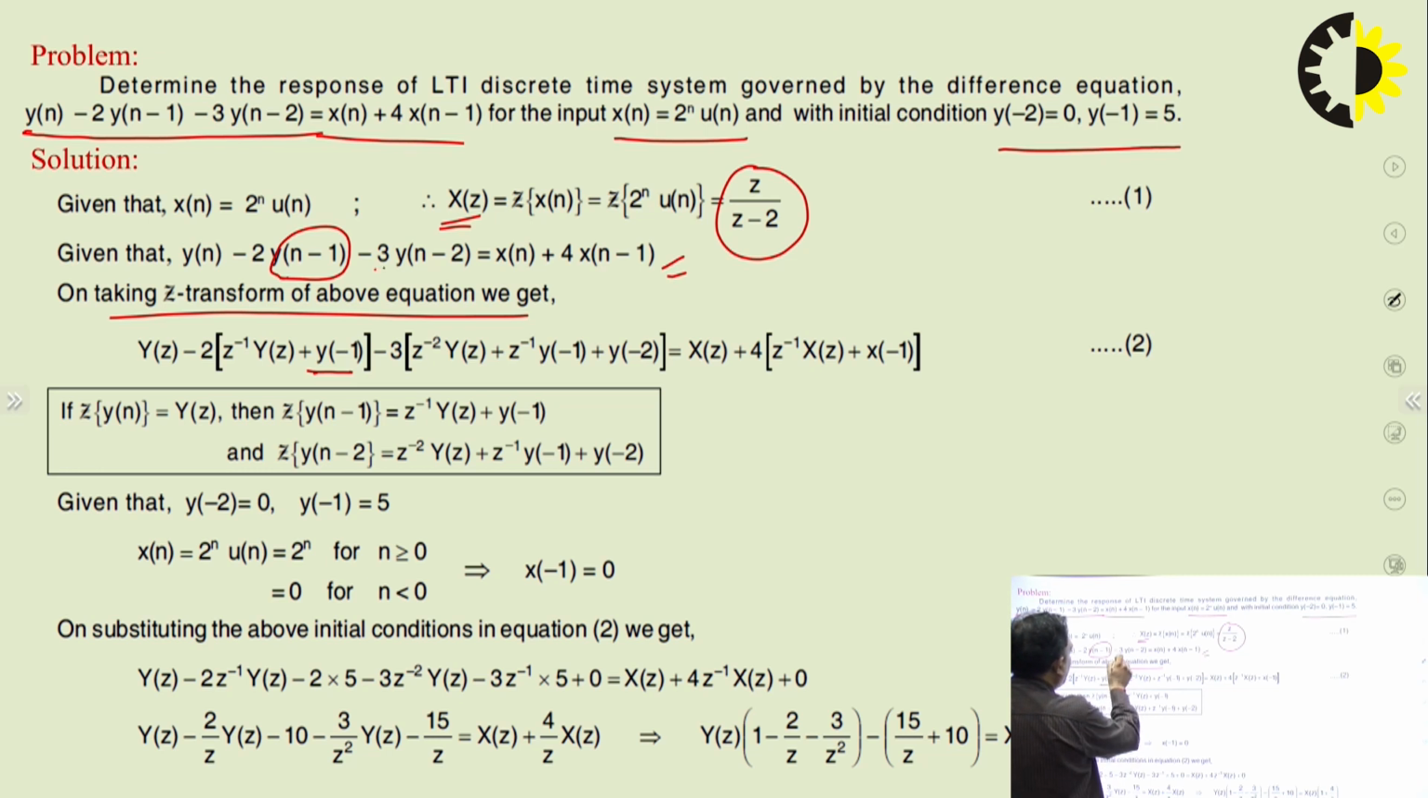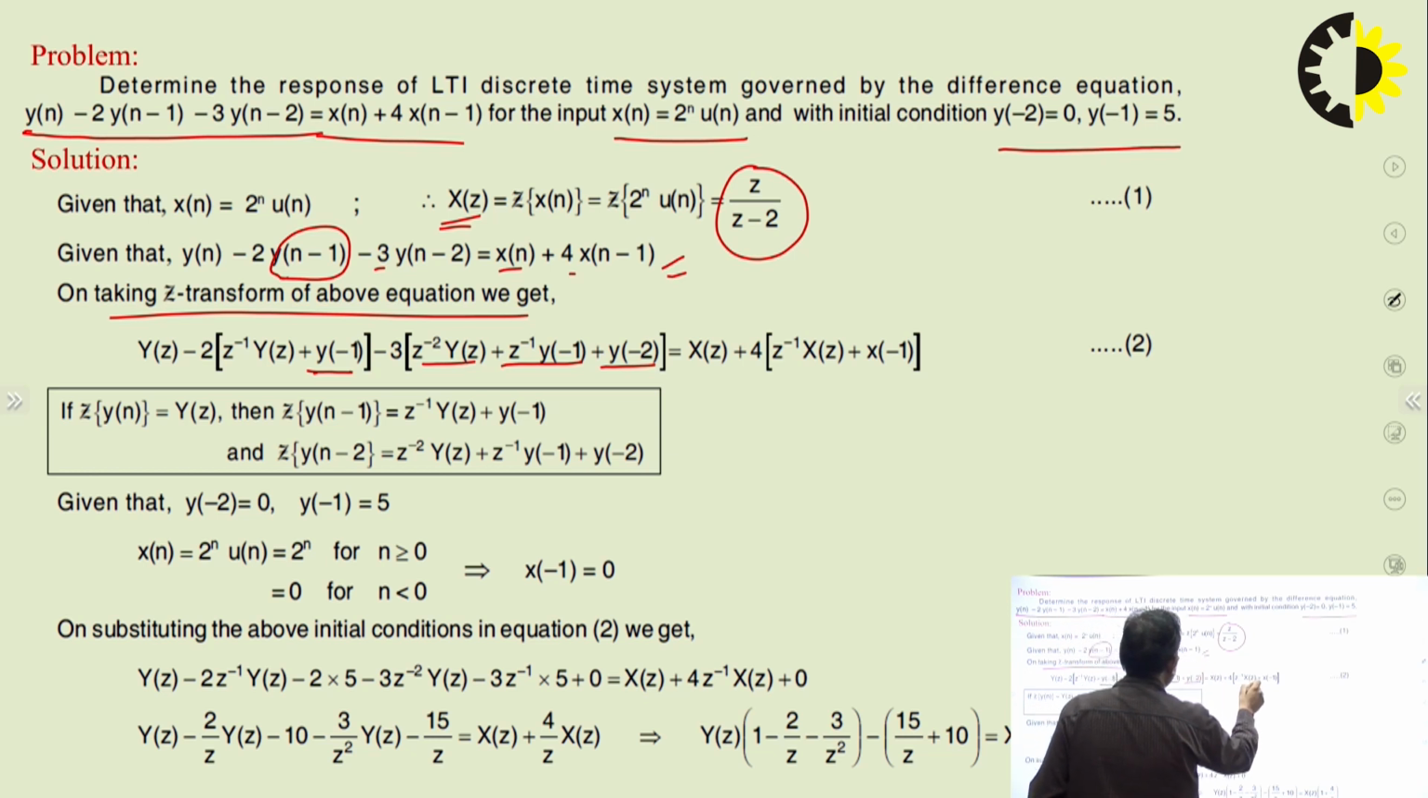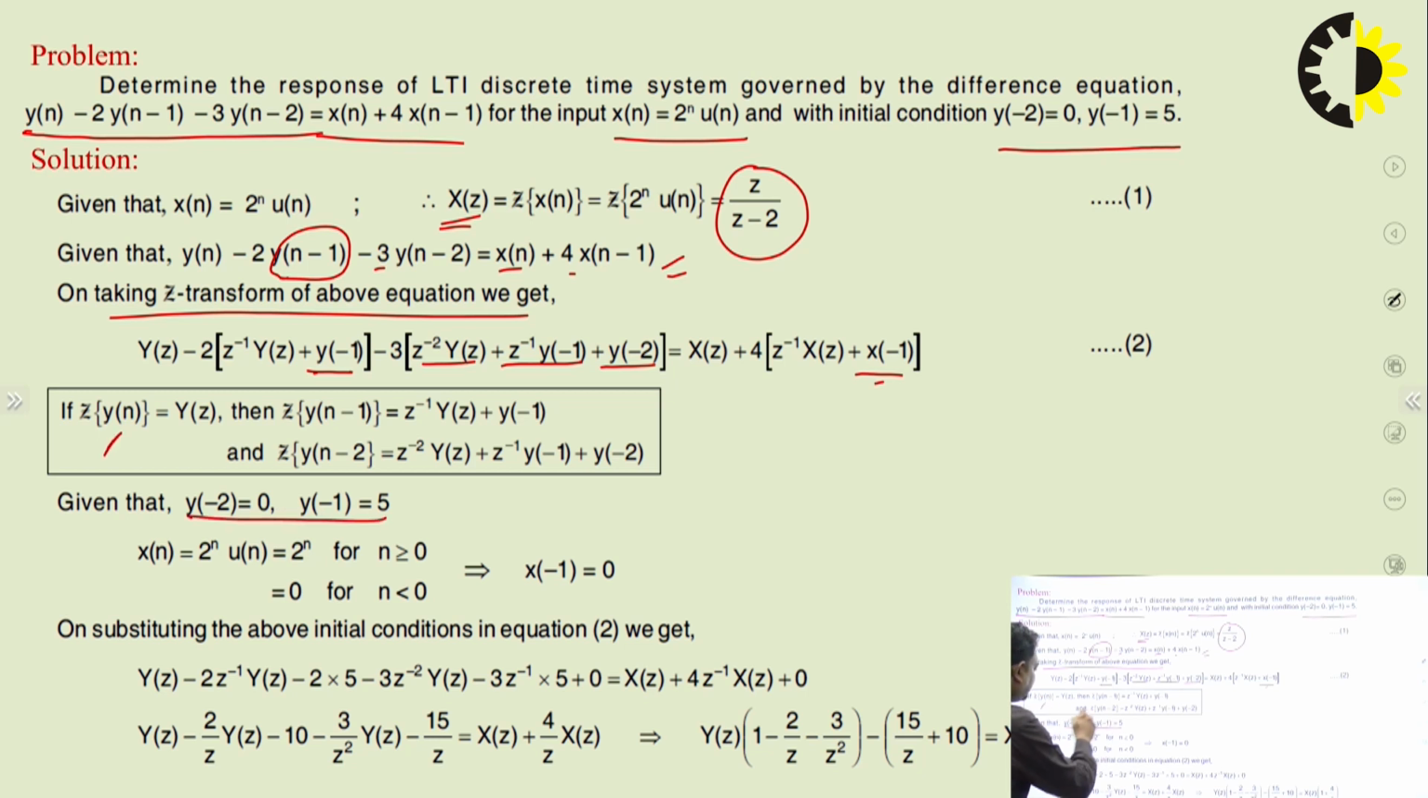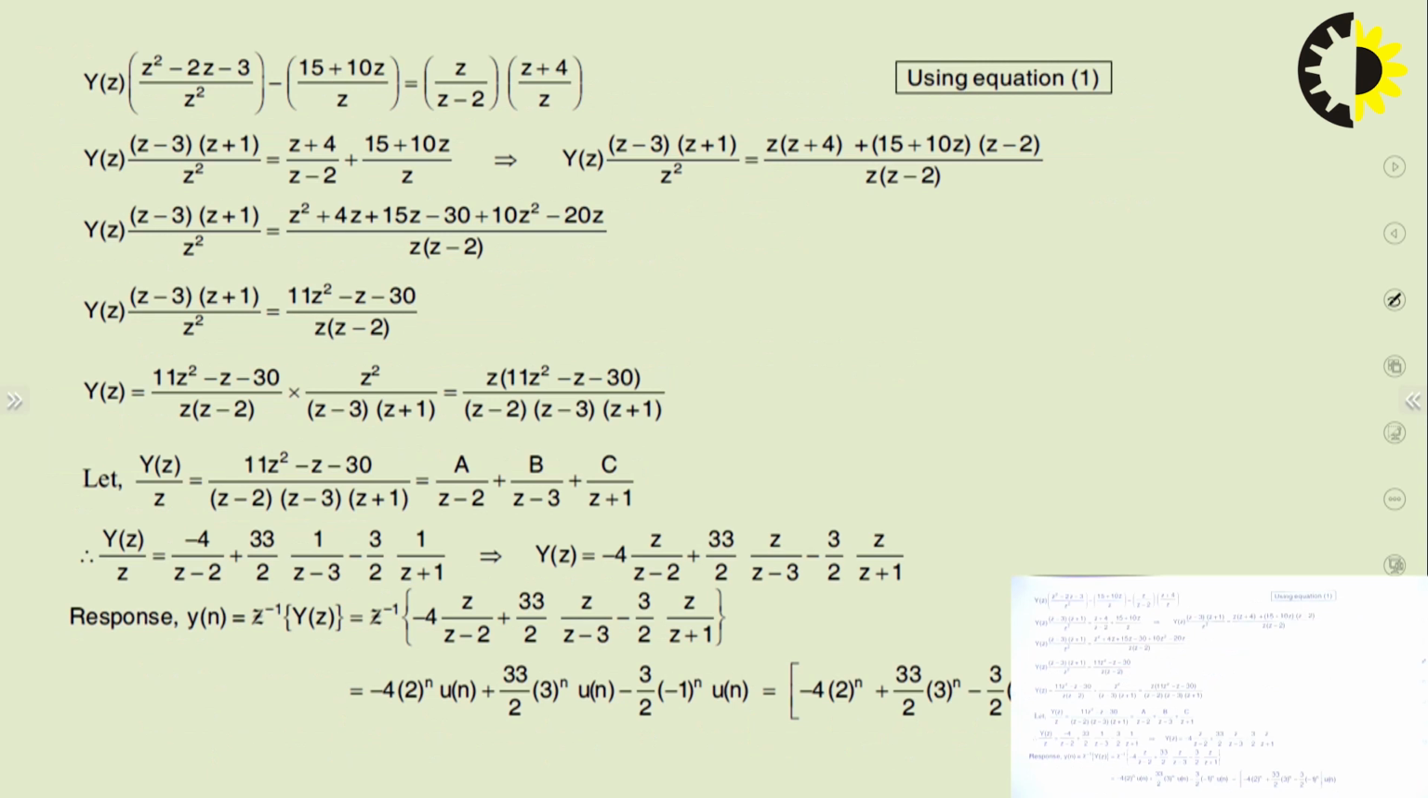Similarly, for the term with minus 3, the z transform of y[n-2] is z to the power minus 2 Y(z) plus z to the power minus 1 y[-1] plus y[-2]. And similarly here X(z) plus 4 z to the power minus 1 X(z) plus x[-1]. This is written over here; these are the initial conditions. Now we will substitute all these values here. You can see minus 2 times y[-1], which is 5, so you get this term 10. And again we put the initial conditions over here.